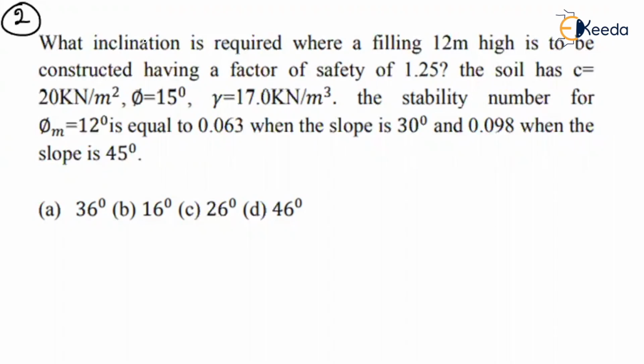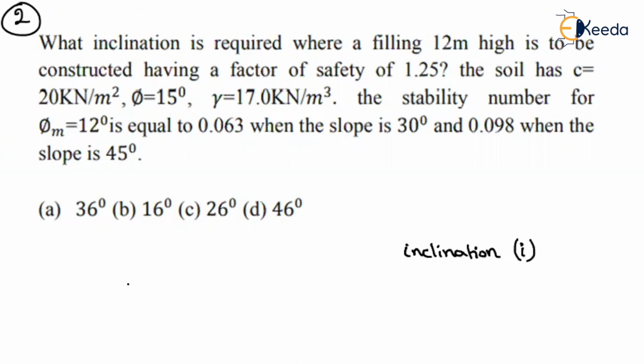So first understand the problem. What inclination is required where a filling 12-meter high is to be constructed having a factor of safety 1.25? The soil has C equal to 20 kilonewton per meter square, phi equal to 15 degrees, gamma equal to 17 kilonewton per meter cube. So what we have to find here? We have to find the inclination, let us say the inclination you are representing with i, isn't it normally?